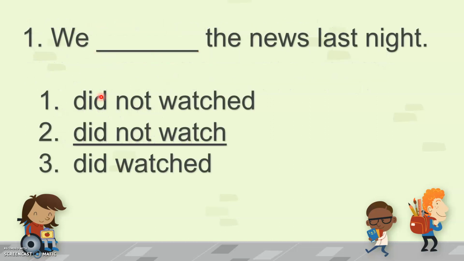So in order to make the yes or no question in the simple past tense, we need to start with did, then the subject, then the base form of the verb. Let's take a look at this question. The news last night. Do we say didn't watched, or didn't watch, or did watched? The negative form should be didn't watch.